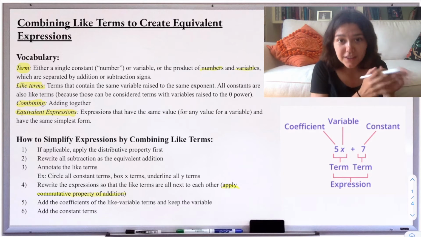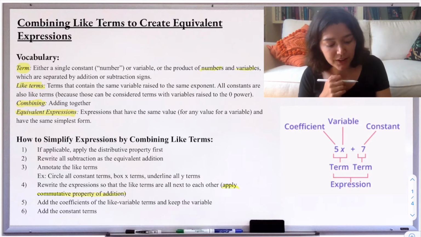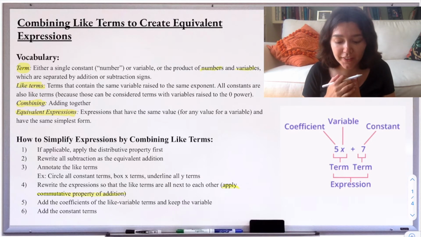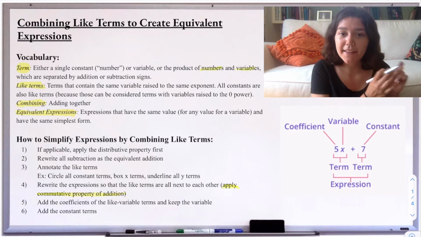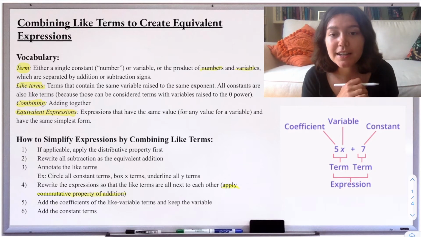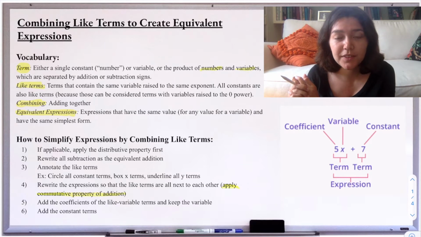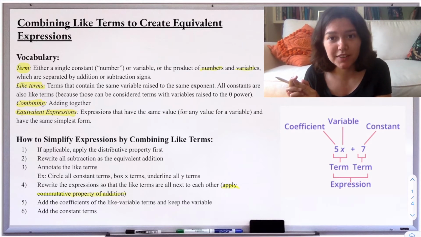So we have all the x's here and all the constants here, for example. Then step 5, we're going to add the coefficients of the like variable terms and keep the variable. So when we have the variable terms, we add the coefficients, which is the number outside next to their variable, and then we keep the variable. That's how we're going to combine those like terms. And then we'll add any constant terms we have together. And once we've done that, we will have simplified the expression.